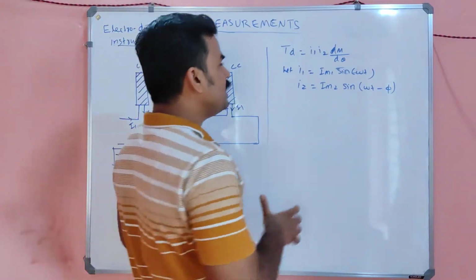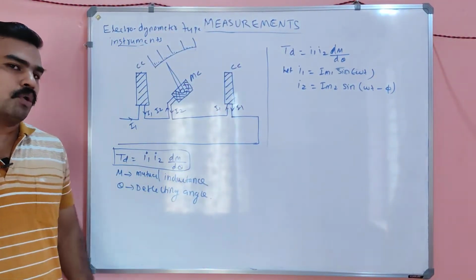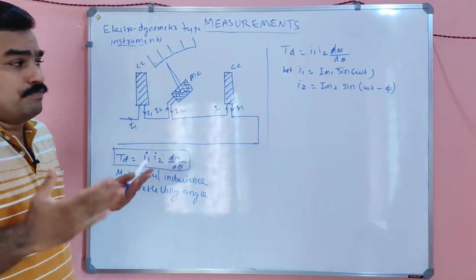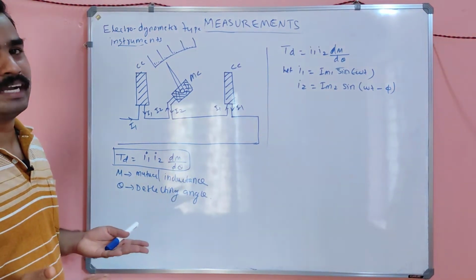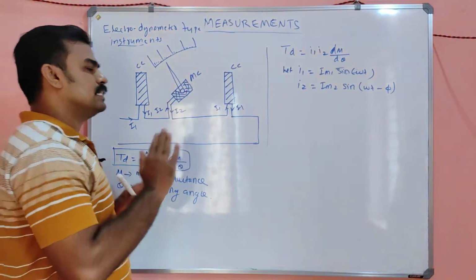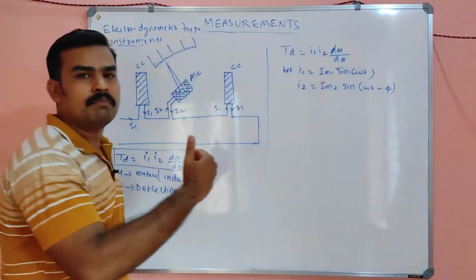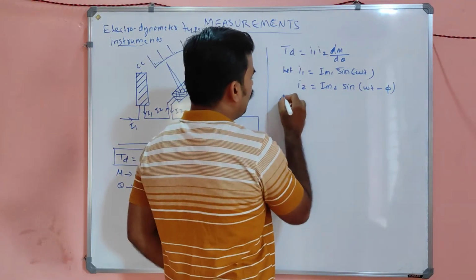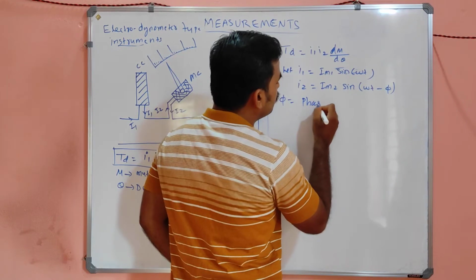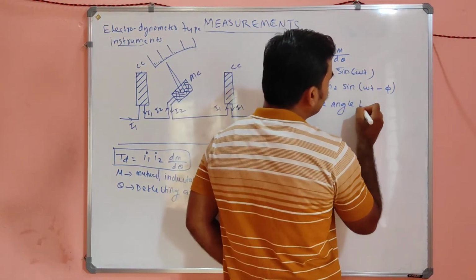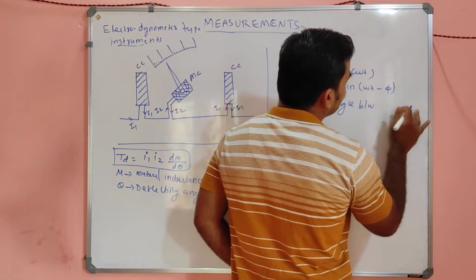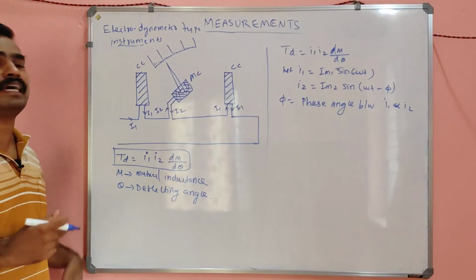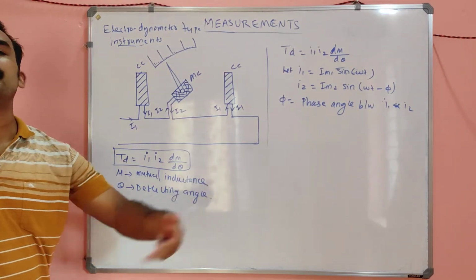That means the current through that coil will always lag with respect to the current through the first coil by some angle. Ideally it would be 90 degrees, but it won't happen. Generally I2 will always lag behind I1 by a certain angle. That angle is called phi. Phi is nothing but the phase angle between I1 and I2. The angle between I1 and I2 is called phi.